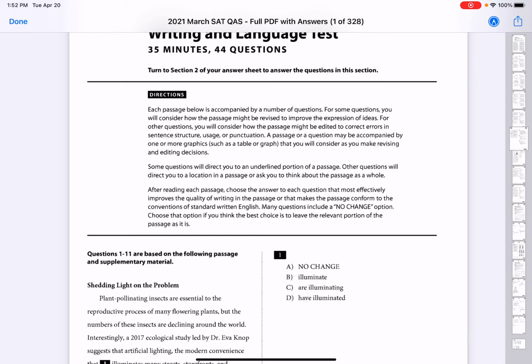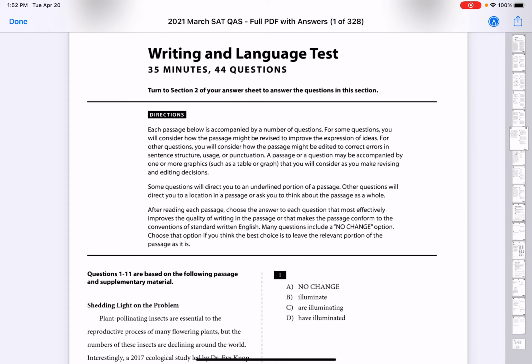Today we're going to be going over the Writing and Language Test portion of the March 2021 SAT exam.